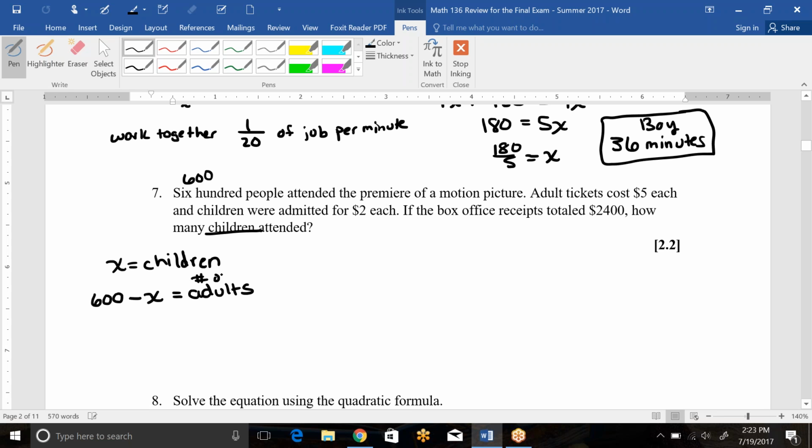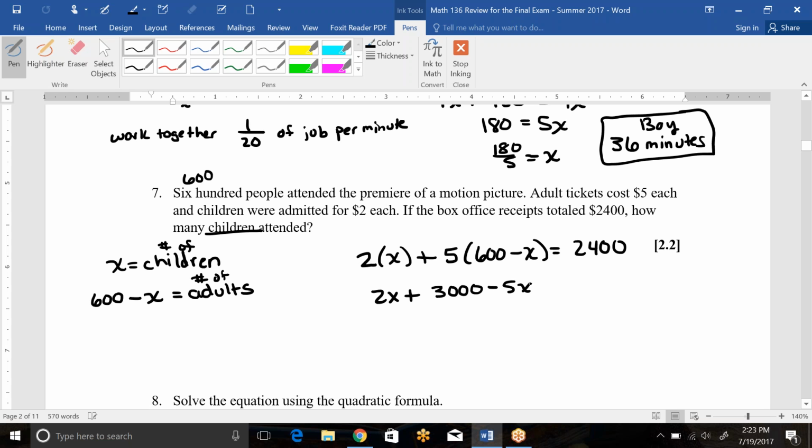So this is number of adults, number of children. Then this just becomes how much money did each group cost. So children were $2 each. So $2 times x plus, because we're going to have total receipts, that means we're adding, $5 for every adult, so that's the 600 minus x, equals 2,400. So this would be 2x plus 3,000 minus 5x equals 2,400.